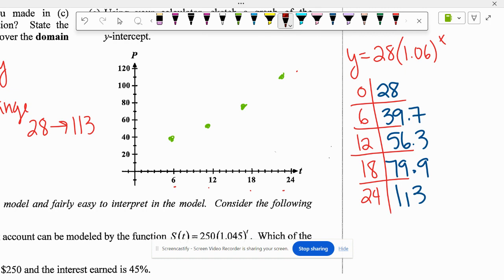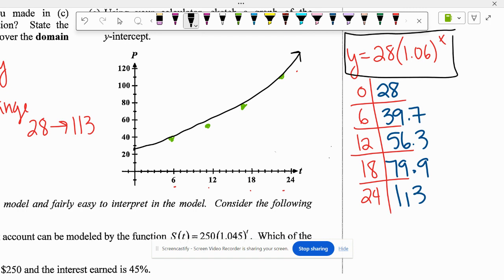So your graph, my 28 disappeared. Your graph is going to look something like that. You need to feel comfortable using your calculator or Desmos to input these equations, and then you just plot some points to make your graph. Leaving them blank is not helping you, right? Leaving them blank is not going to help you pass a test.